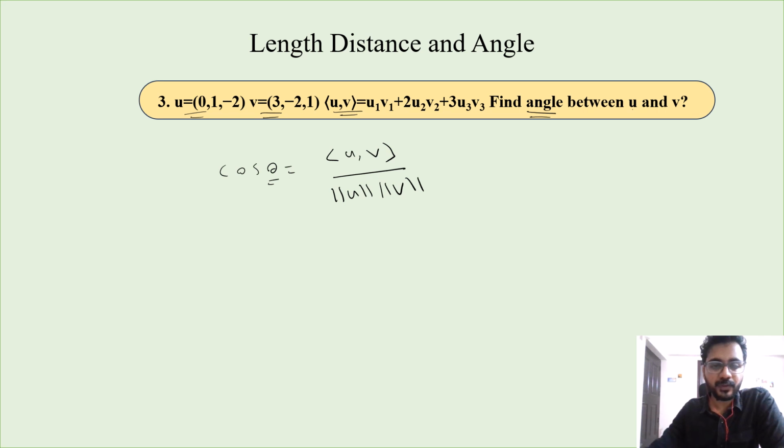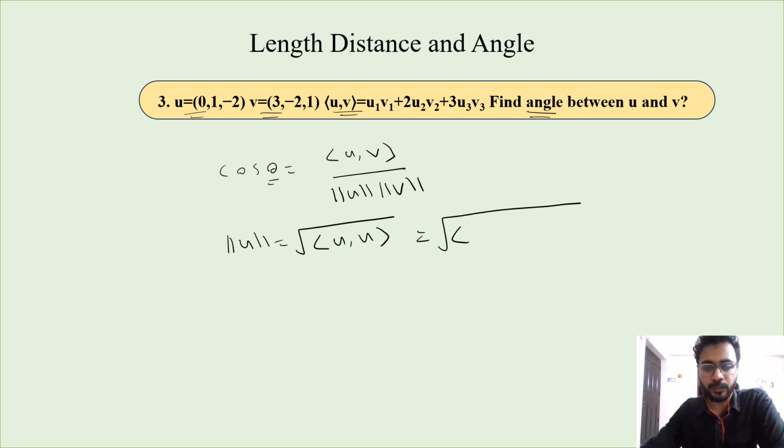First I am calculating length u. What is the formula for length u? Square root of the inner product of u comma u. Which is the square root of the inner product of u, which is 0, 1, minus 2, comma again u, 0, 1, minus 2. This inner product we need to calculate. So here the inner product uv is given as this.